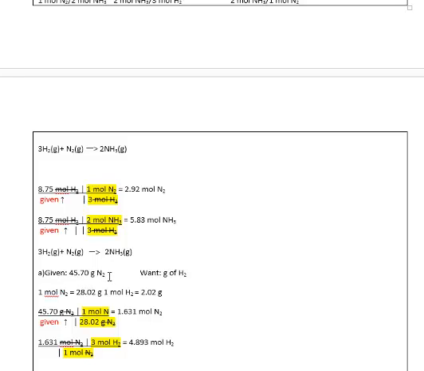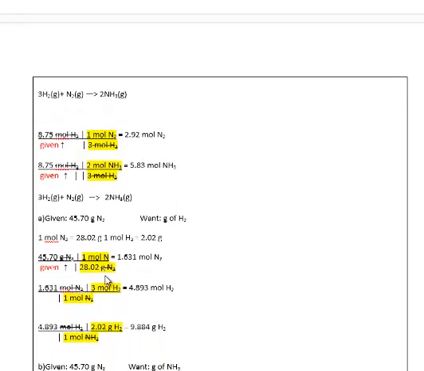Given 45.70 grams of nitrogen, 1 grams of hydrogen. Given 45.70 grams of nitrogen multiplied by 1 mole, okay, there needs to be a 2 there. Somehow that 2 got missing. Needs to be a 2 there. Times 1 mole of nitrogen divided by 28.02 grams of nitrogen equals 1.631 moles of nitrogen.